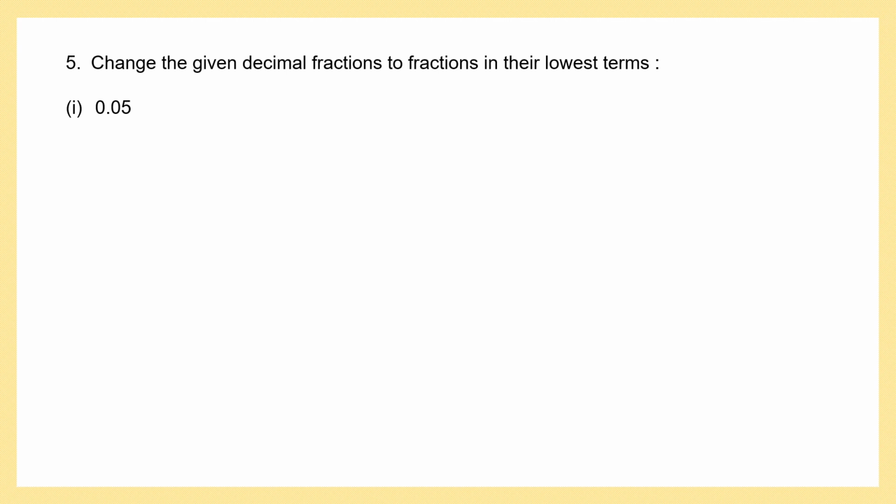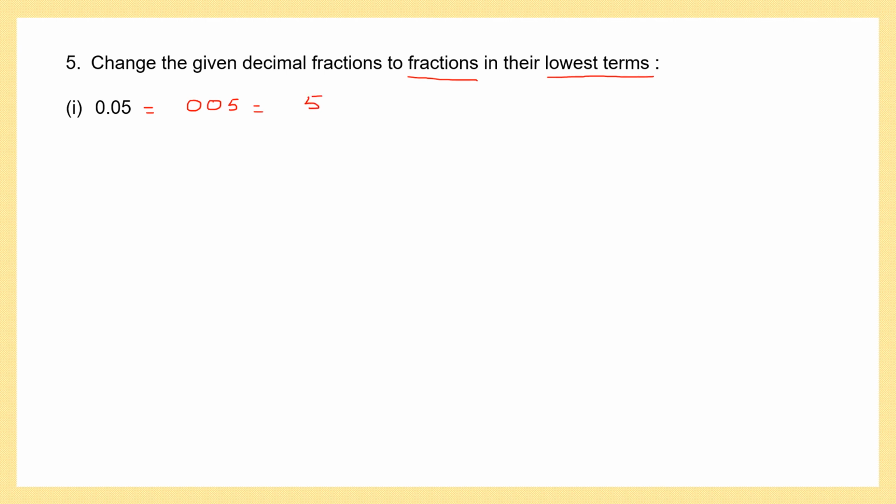Next question. Change the given decimal fractions to fractions in their lowest terms. So there are two parts here. First I change this to a fraction and then I convert it to the lowest term. When you're changing a decimal fraction to a fraction, ignore the point and write it down. So 005, which is simply 5.